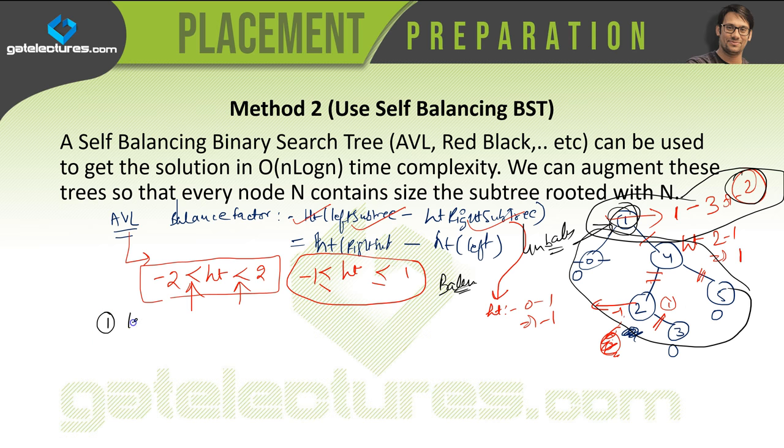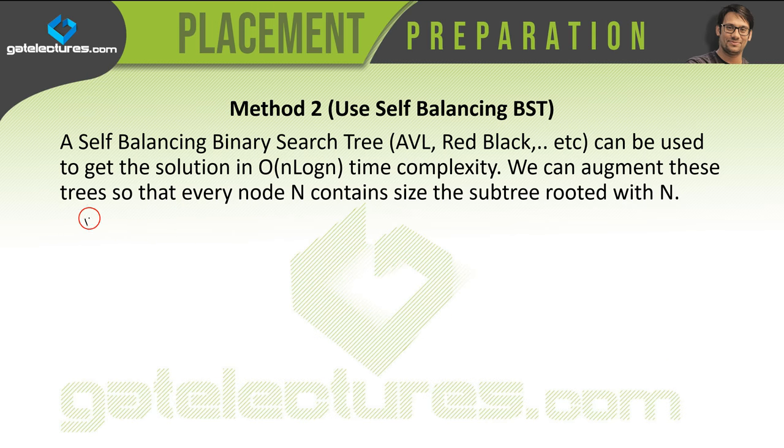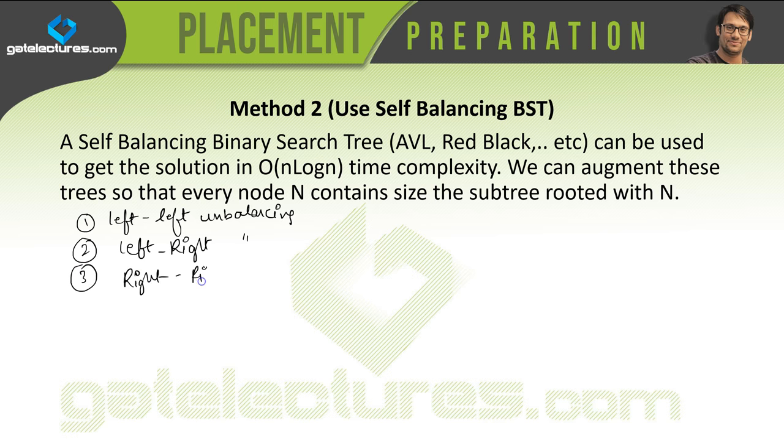Number one case, when we have left unbalancing. Let me just clear the screen and write it clearly for you. So the first unbalancing is the left unbalancing. The second unbalancing is the left right unbalancing. The third unbalancing is the right unbalancing. And the fourth unbalancing is the right left unbalancing. What does unbalancing mean? So the first unbalancing is the left unbalancing.